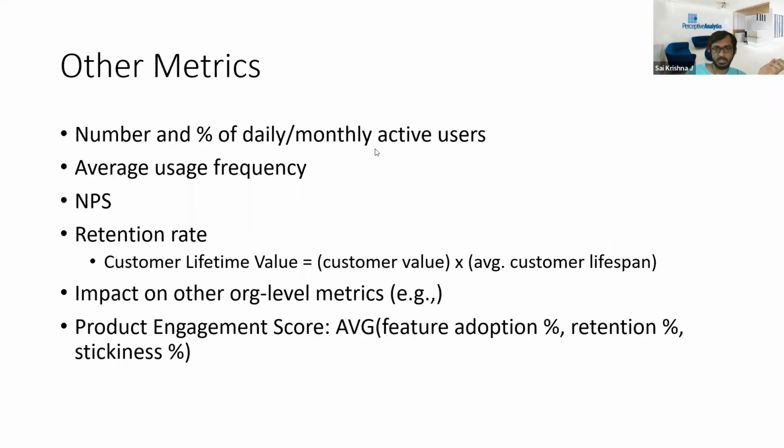And then certain other metrics: number and percentage of daily active users or monthly active users. So for SaaS, if anybody asks a SaaS company how many customers do you have, they will not say I have this many customers signed up on the platform. Okay, the number of people who have signed up on the platform could be very large. But out of them, only a very small percentage might be actually using the platform in any given time frame.